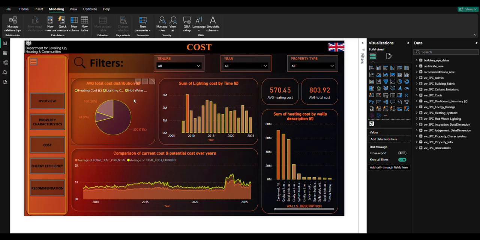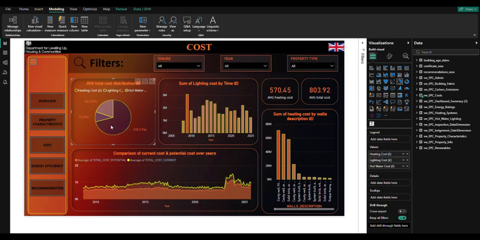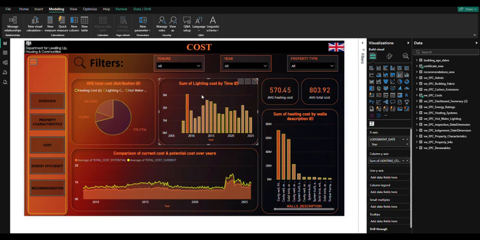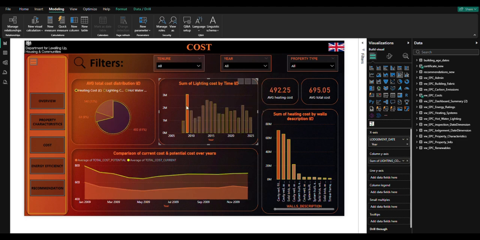The pie chart breaks down the average total cost distribution, confirming what we saw earlier. Heating cost 71%, lighting cost 9%, and hot water cost 20%. The middle chart shows the total lighting cost over time from 2006 to 2025. There is a significant peak around 2009, reaching approximately £3 million. This spike occurs because the number of EPC lodgements was particularly high in that year, which increased the total lighting cost shown in the chart.